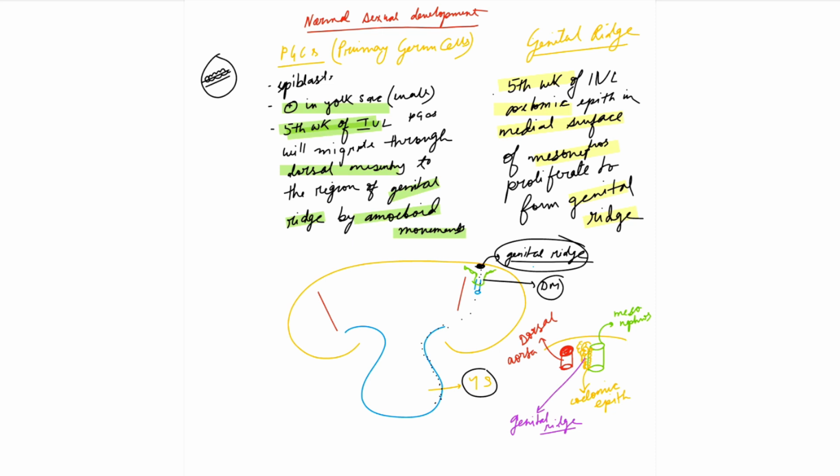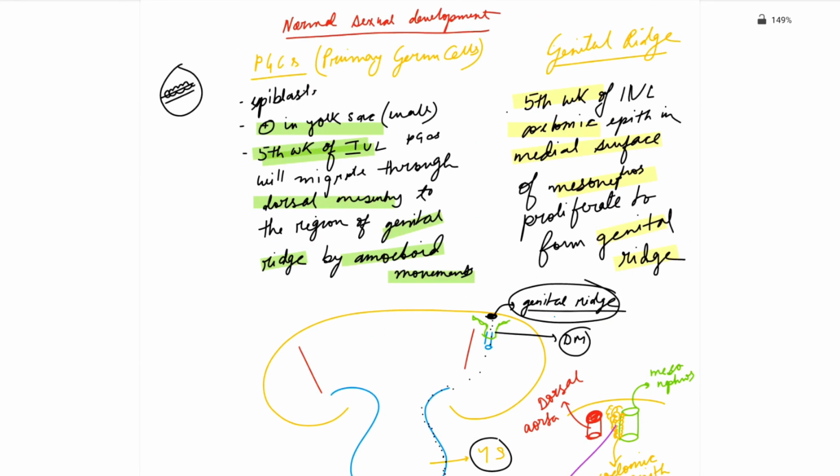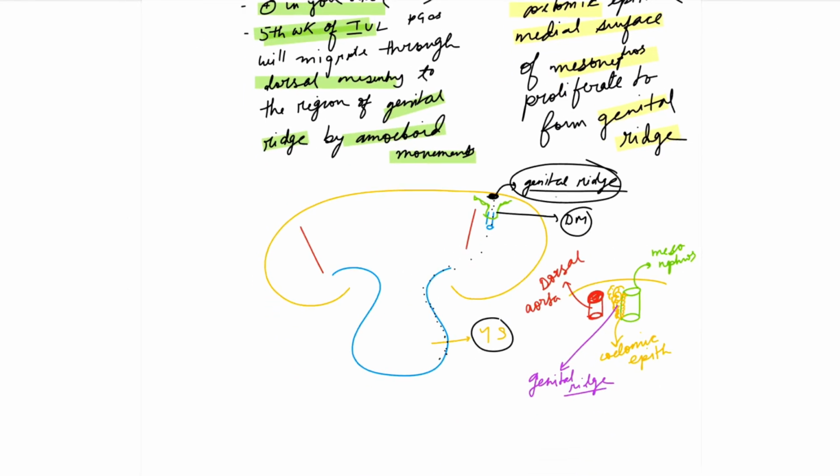Then we learnt about the genital ridge. What is the genital ridge? Again, in the 5th week of intrauterine life, the coelomic epithelium covering the medial side of the mesonephros proliferates to form the genital ridge. Learning these two topics is very important, because we are now going to understand what happens and why they are important. So the genital ridge is being formed from the mesonephros.